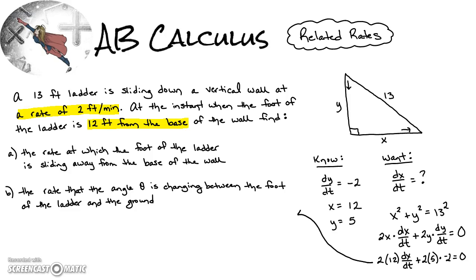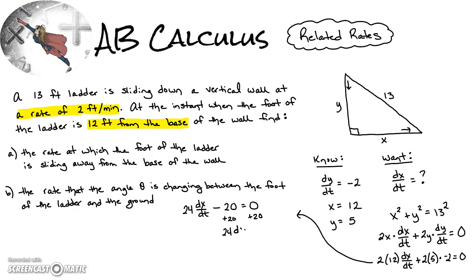I'll take it up and over here. So that's going to become 24 dx/dt minus 20 equals 0. And then just get dx/dt alone. So add 20 to the other side.